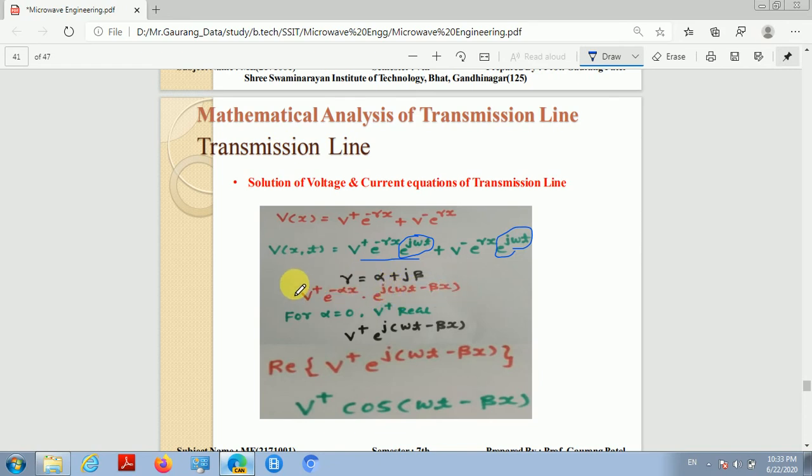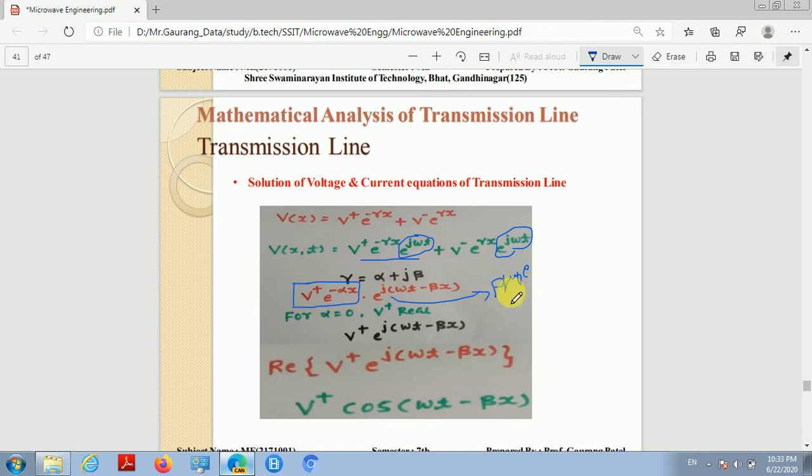Okay, so this is one of the components of the voltage, that is V plus e raised to minus alpha x e raised to j omega t minus beta x. This V plus e raised to minus alpha x is the amplitude of this voltage, and e raised to j omega t minus beta x represents the phase of the voltage. So this is the amplitude of the voltage on the transmission line, and this represents the phase of the voltage on the transmission line.